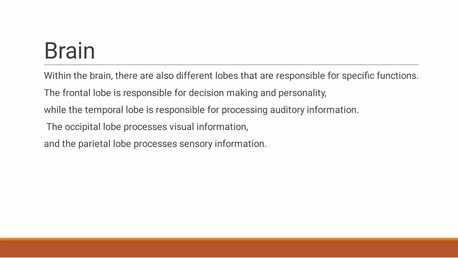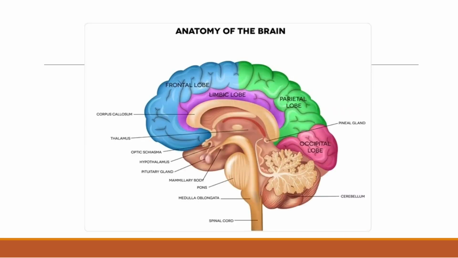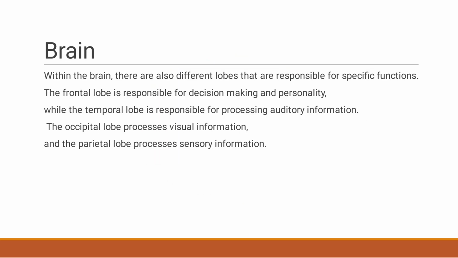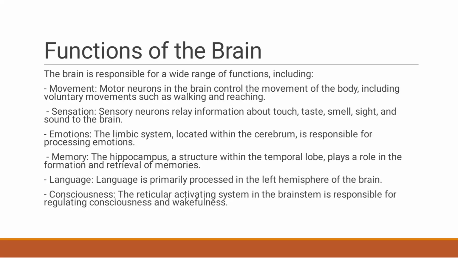Then, in the brain there are different lobes. In this picture you can see the frontal lobe, parietal lobe, occipital lobe, and temporal lobe. The frontal lobe is responsible for decision making and personality. The temporal lobe is for processing auditory information. The occipital lobe is for visual information, and the parietal lobe is for sensory information.